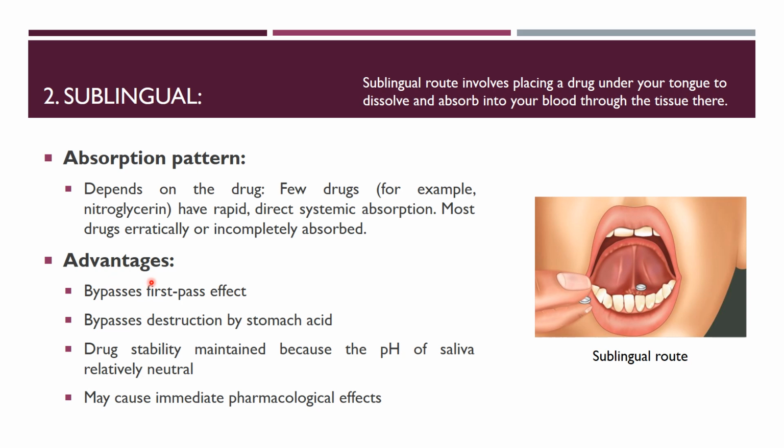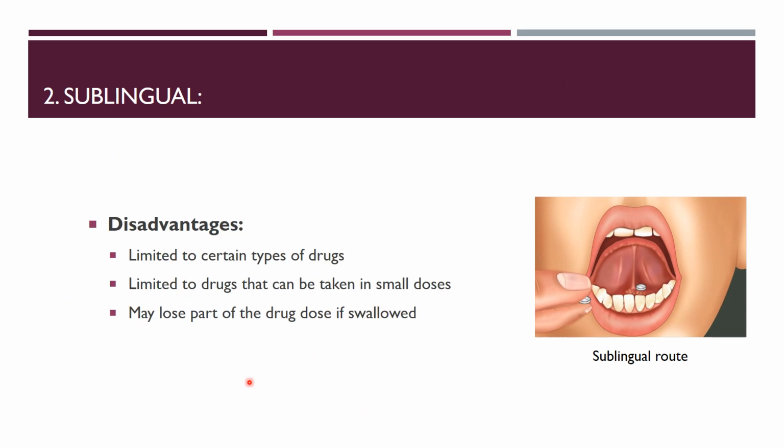Advantages of sublingual route: bypasses first pass effect, bypasses destruction by stomach acid, drug stability maintained because the pH of saliva is relatively neutral, may cause immediate pharmacological effects. Disadvantages of sublingual route: limited to certain types of drugs, limited to drugs that can be taken in small doses, may lose part of the drug dose if swallowed.